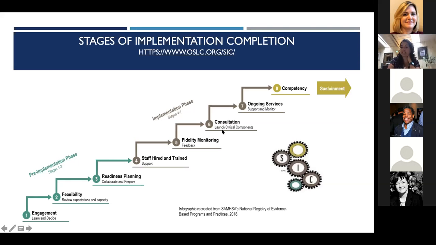Then in stage 6, I refer to that as the stage of first. This is where your program launches. So this is the first client is seen, the first assessment is conducted, the first consultation was engaged in. Whatever it happens to be for this evidence-based practice to launch, that happens in stage 6. Stage 7 is sort of your ongoing monitoring. And then ultimately what we want to do is we want to achieve competency in delivering this model that we are implementing, because once we achieve competency and have demonstrated competency through all the fidelity monitoring, obviously that positions us to be able to then sustain.